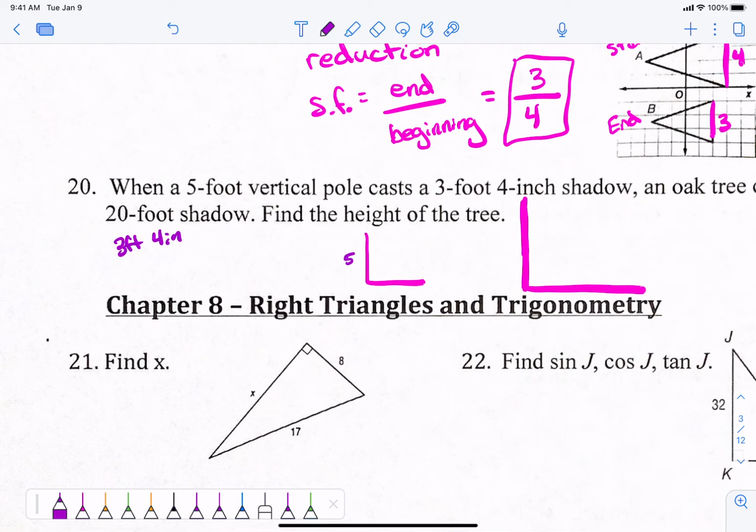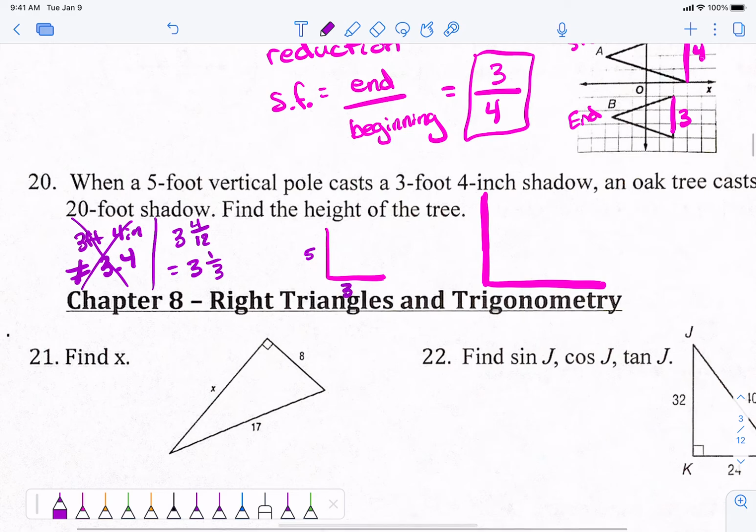3 foot 4 inches is not equal to 3.4. What is it equal to? 4 over 12, which is 1/3. So 3 and 4 over 12 equals 3 1/3. So it is not 3.4, keep that in mind. So this is 3 1/3, this is X, and this is 20.